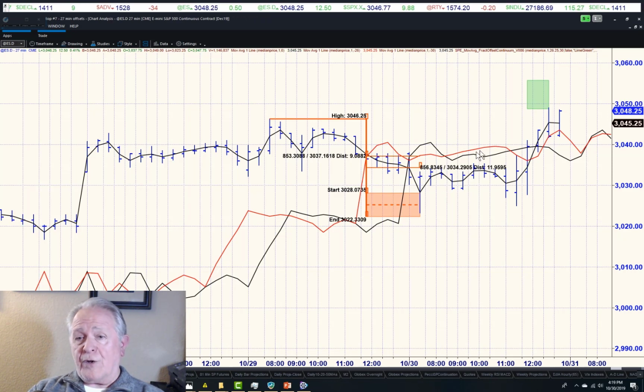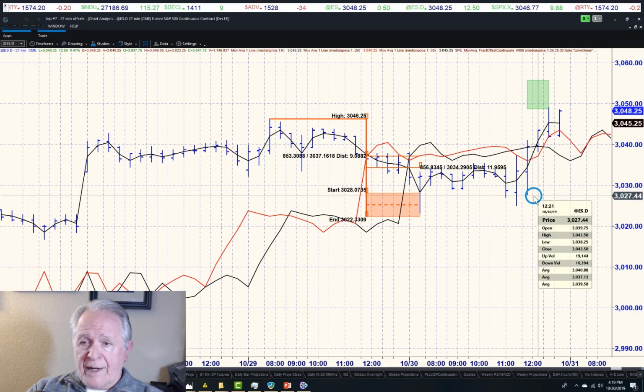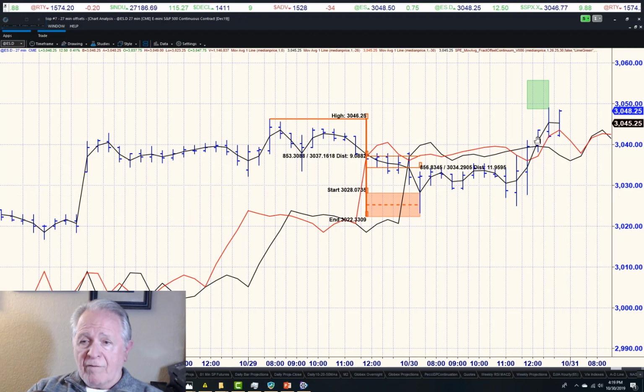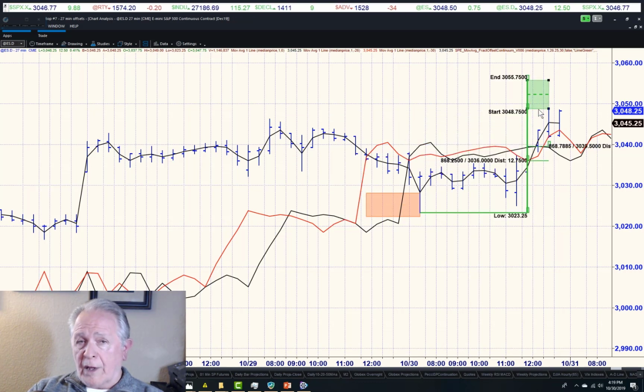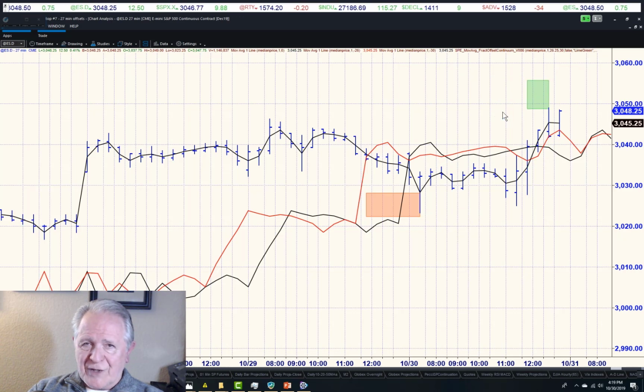But I also want to show you that, look at this. Later on in the day, when we started rallying back above the offset lines, bingo, this projection window, which was generated with this bar right here, was confirmed with this bar. When we went above both the offset lines, it gave this projection, calling for at least 34.75, as high as 30.55.75. So that projection was met in the second to last bar of the day, and it was another success for the cycle projection software.